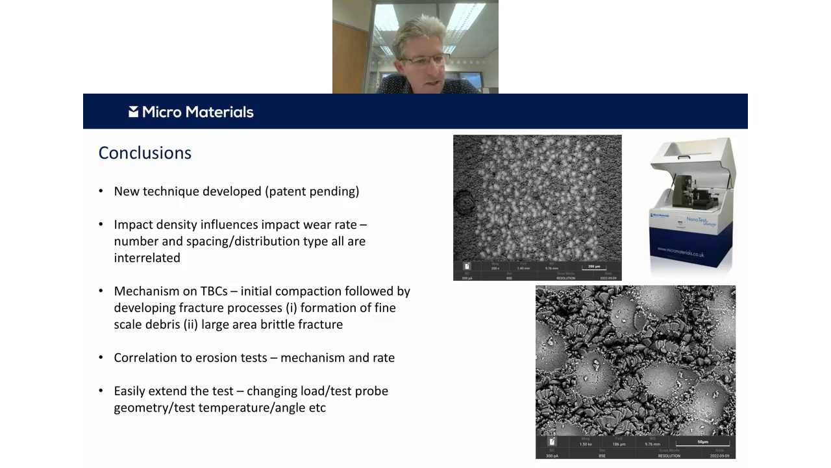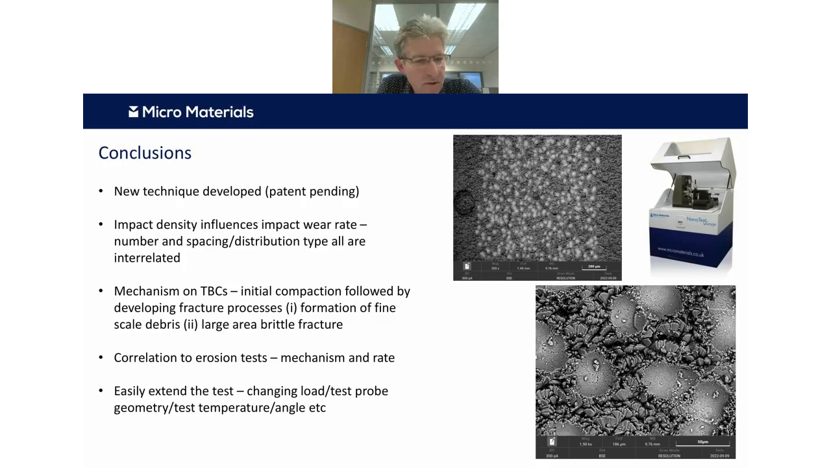For the two TBCs that we looked at, we were able to see initial compaction was followed by these developing fracture processes, the formation of this fine scale debris followed by these large area brittle fractures. And so that's hopefully going to be very useful information as we go further in the project to try and look at more novel coating compositions that have different microstructures where we're able to design in more erosion resistance.